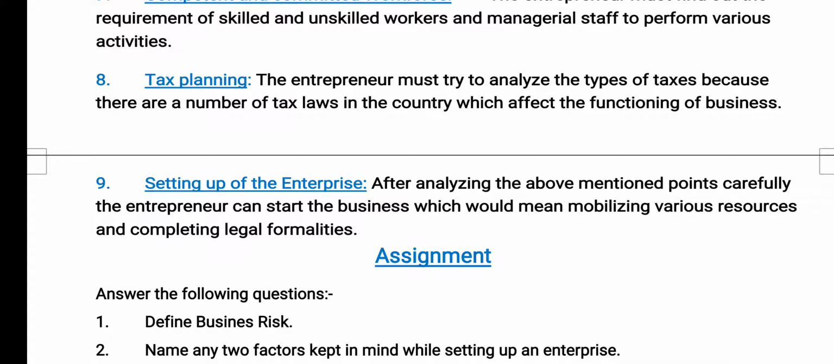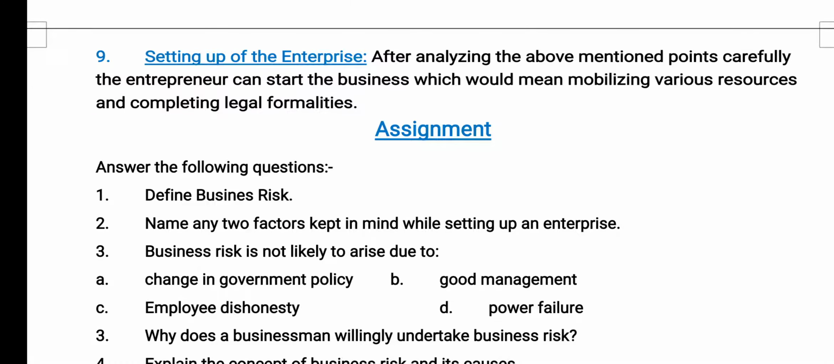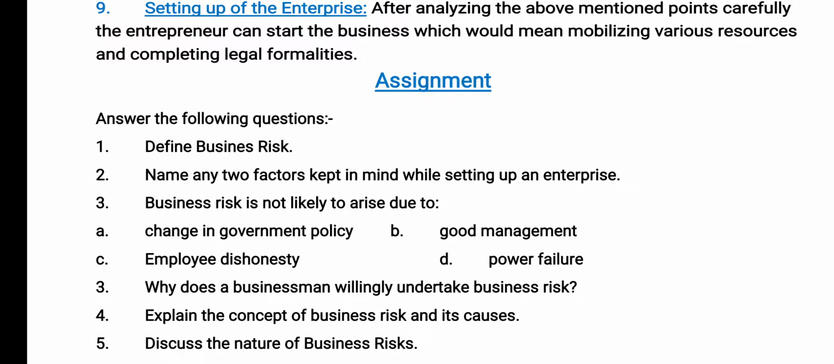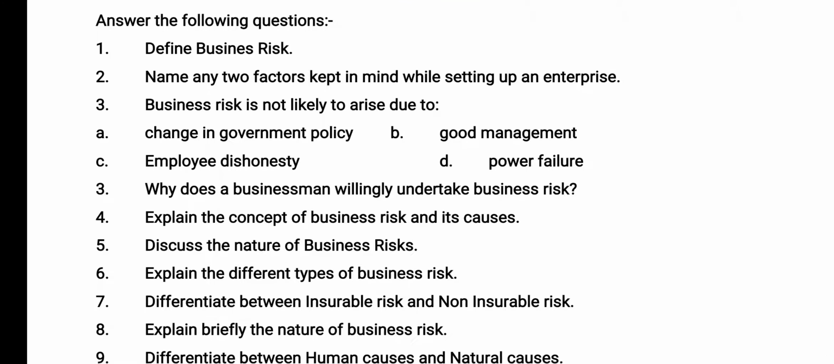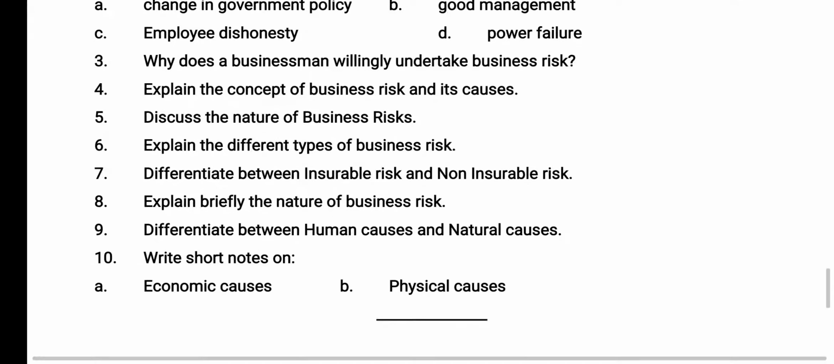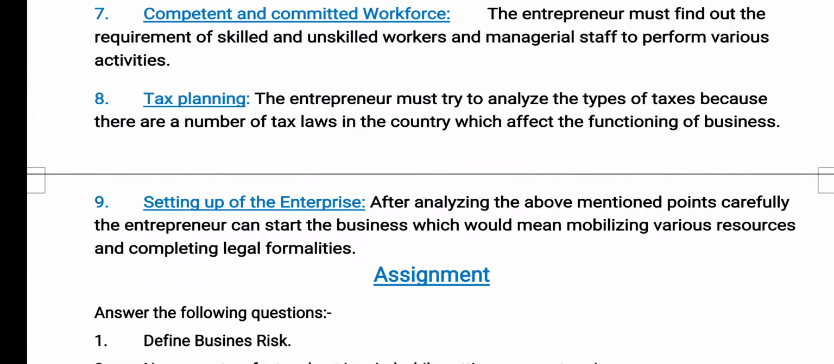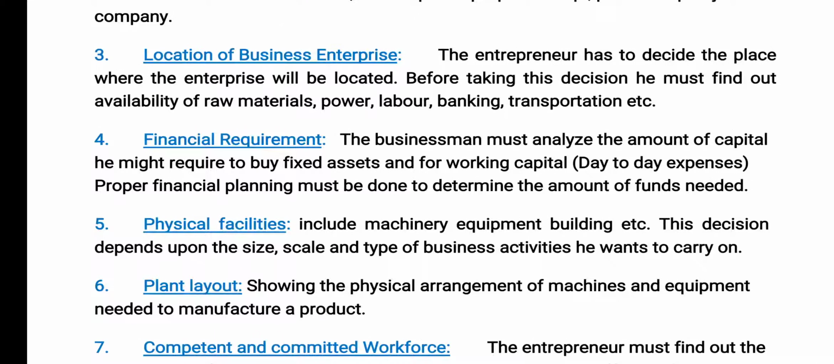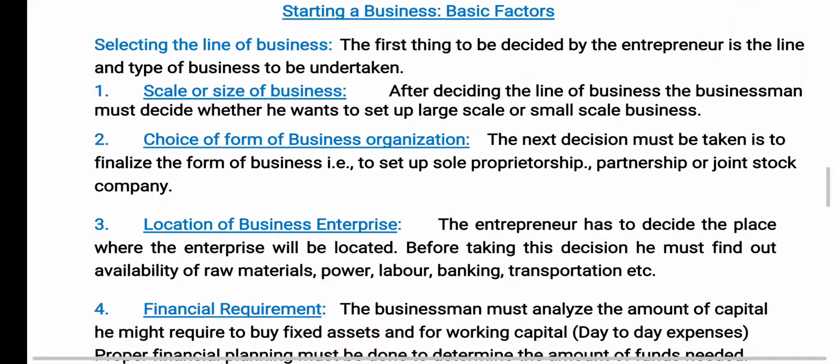So this is our chapter 1, which is finished now, and I have covered all the topics of business. Now I have given you one assignment. You have to answer these questions, and find the answers from the above given PDF file, and go through the video very carefully, which will make clear all the objectives of this assignment. So please do your work regularly and carefully, and make your own notes and question bank from your PDF file.